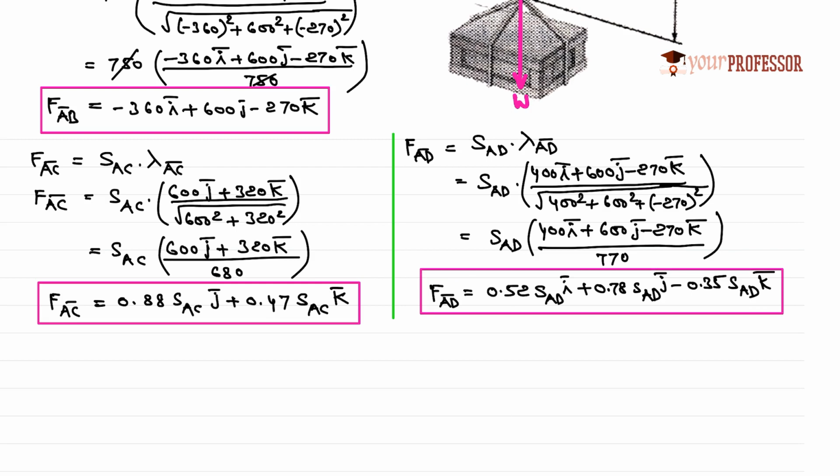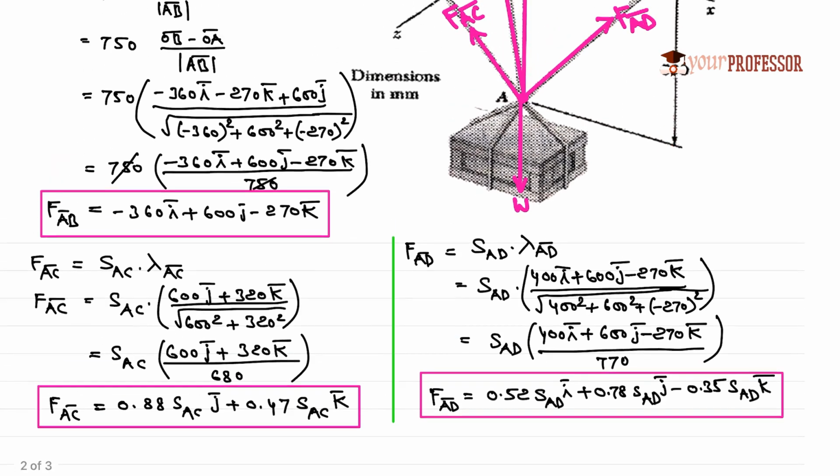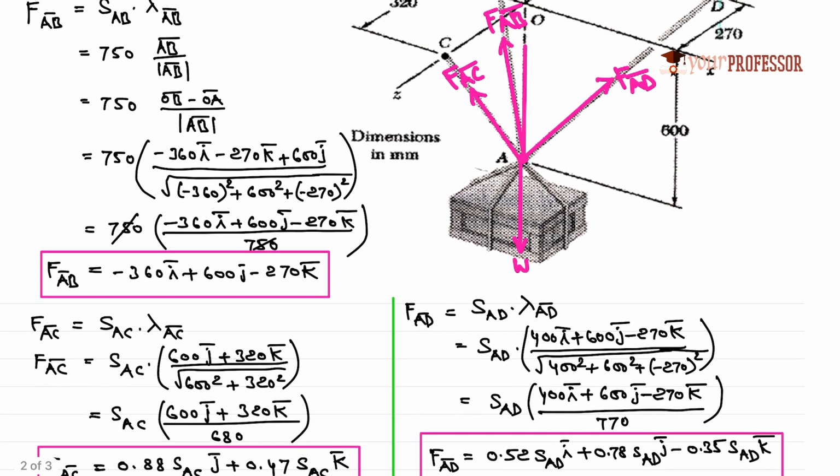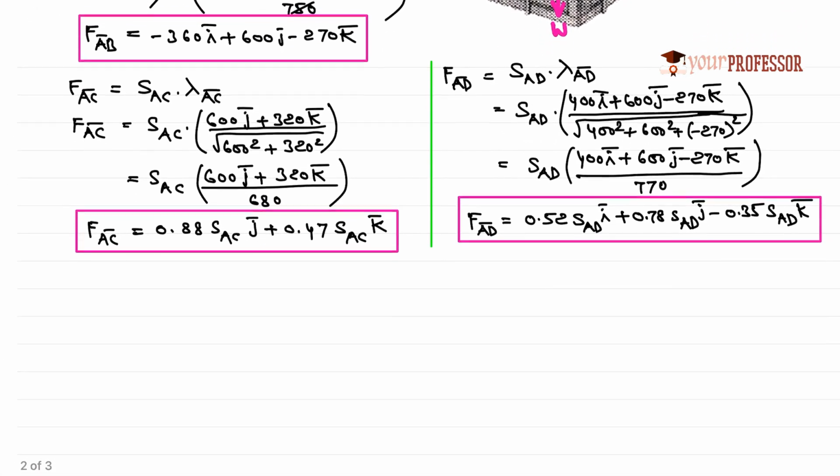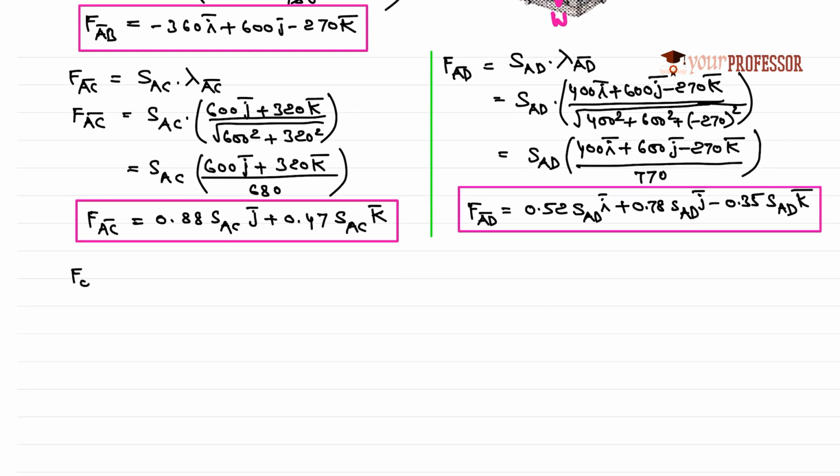So we have got three vectors. We are left with one more vector which is present along OA direction, nothing but weight. So from O to A there is a weight acting, right? So let's find FOA bar.